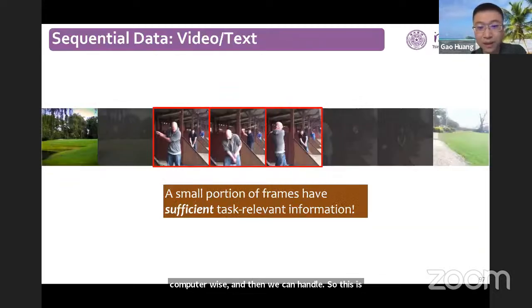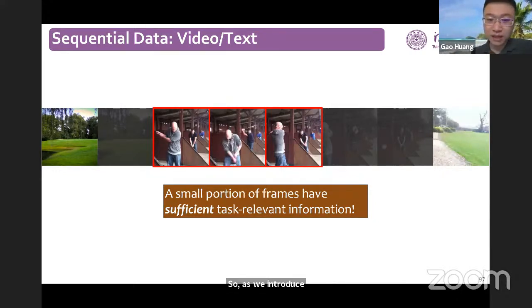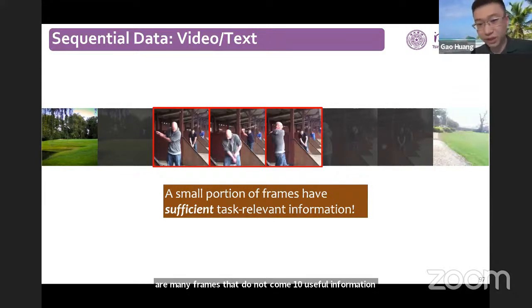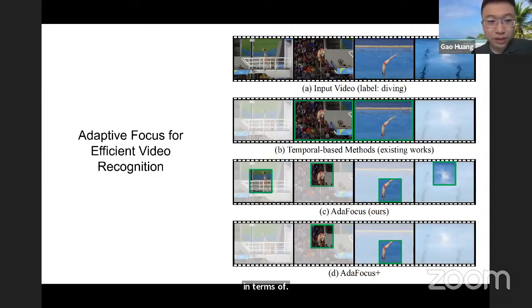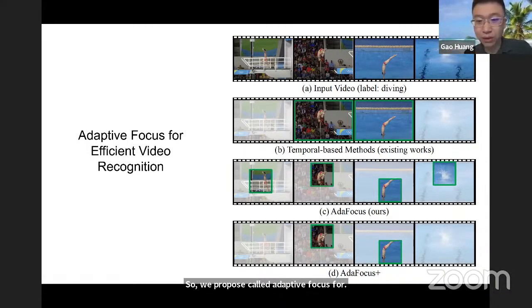So this is particularly useful for video recognition. As we introduced the redundancy in the spatial dimension, and of course the redundancy in the temporal dimension, because there are many frames that do not contain useful information in terms of video recognition. So we proposed adaptive focus network for efficient video recognition. Our algorithm can automatically identify which frames are important, and within each frame, which locations are important.